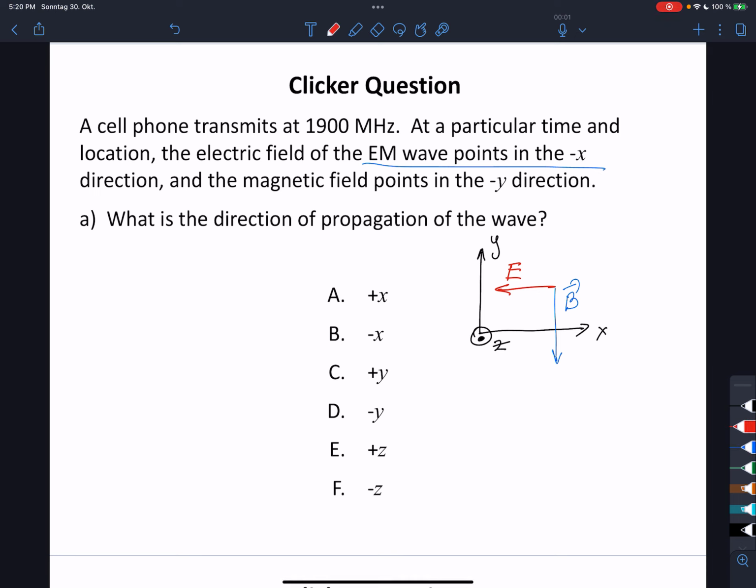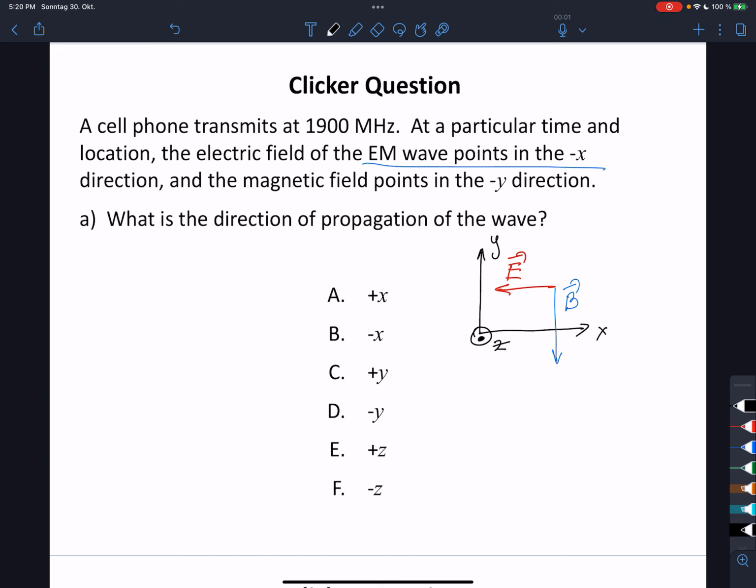Okay, so that's the electric field and this is the magnetic field. What we need to find is the direction of the propagation of the wave. Okay, very good. We need to find the direction of the propagation of the wave.